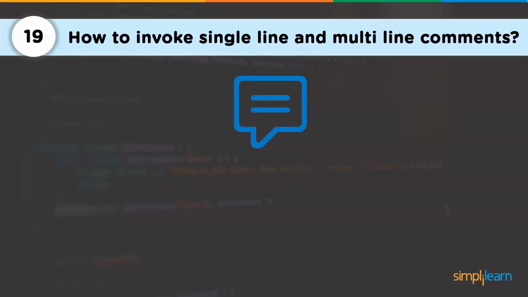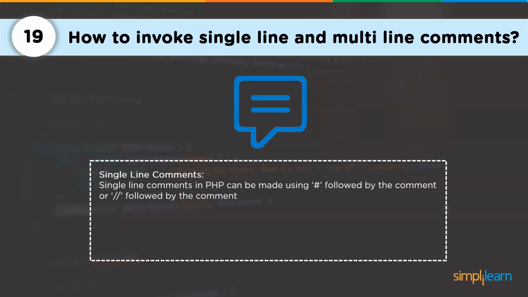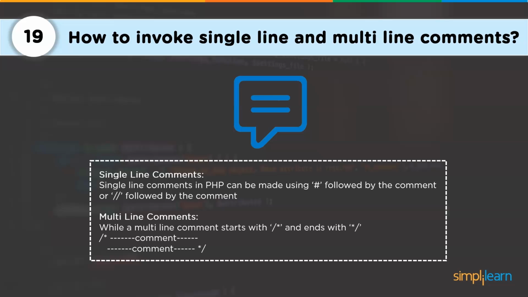Moving on, how to invoke single line and multi-line comments. A single line comment in PHP can be made using a hash followed by the comment or double slash followed by the comment. While in case of multi-line comments, you can use slash star and write your comments in multiple lines and enclose it with a star and slash.